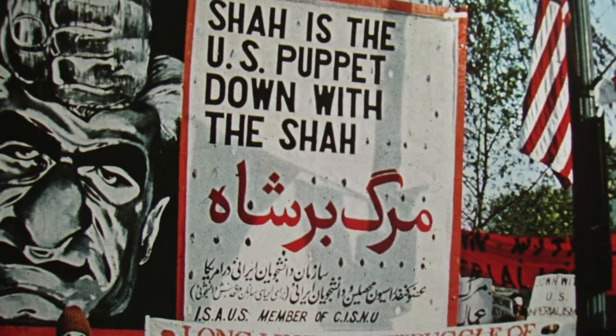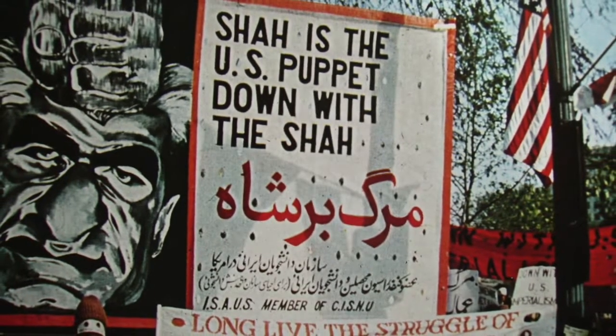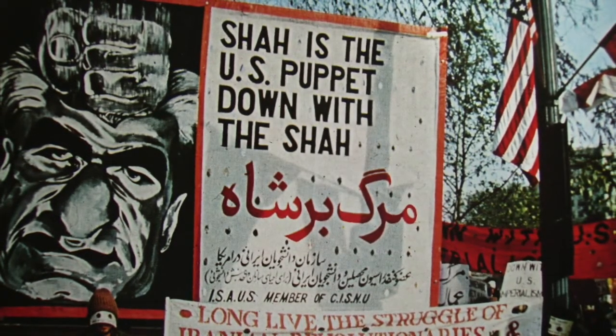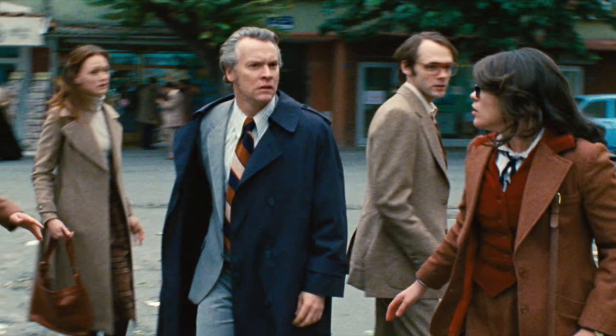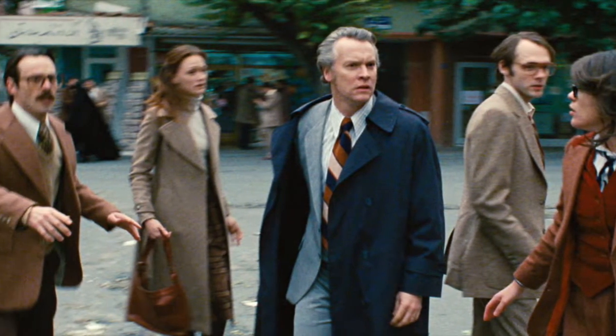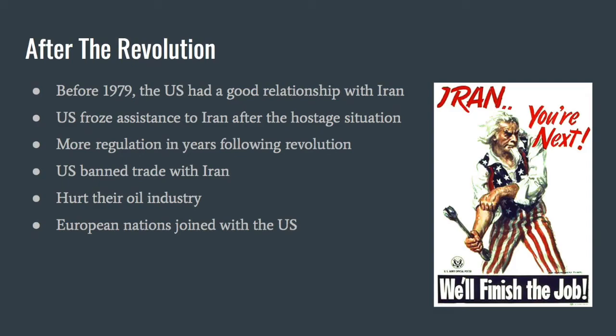The revolutionaries were definitely anti-American because they felt that the Iranian leader was being controlled by the US. The hate towards America increased when the US allowed Pahlavi into the US after the revolution, as the revolutionaries were set on executing him. Because the former Shah was allowed into the US, revolutionaries stormed the US embassy within Iran, which led up to the hostage situation that is prevalent in the movie Argo. Before the revolution in 1979, the US and Iran had a very good relationship in a governmental sense.